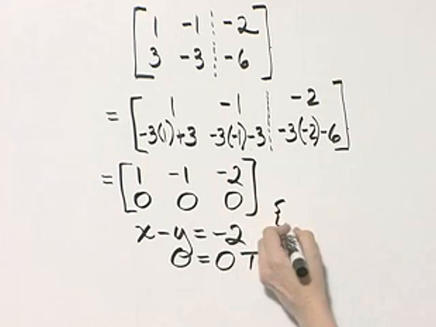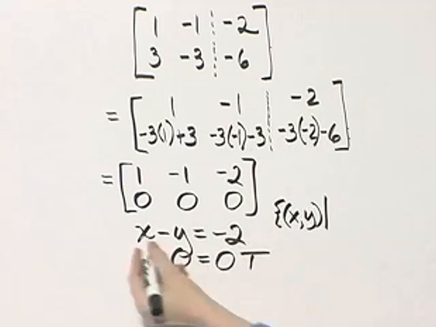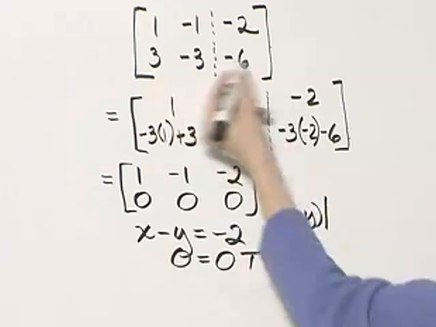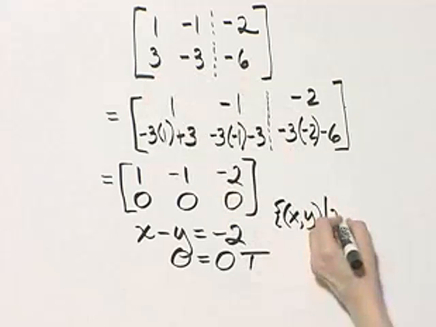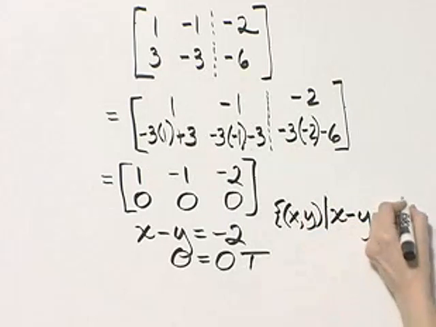Well, we can write the set of all ordered pairs x, y, such that I'll just use this equation, but you could use the second equation of the system if you'd like. x minus y is equal to -2.